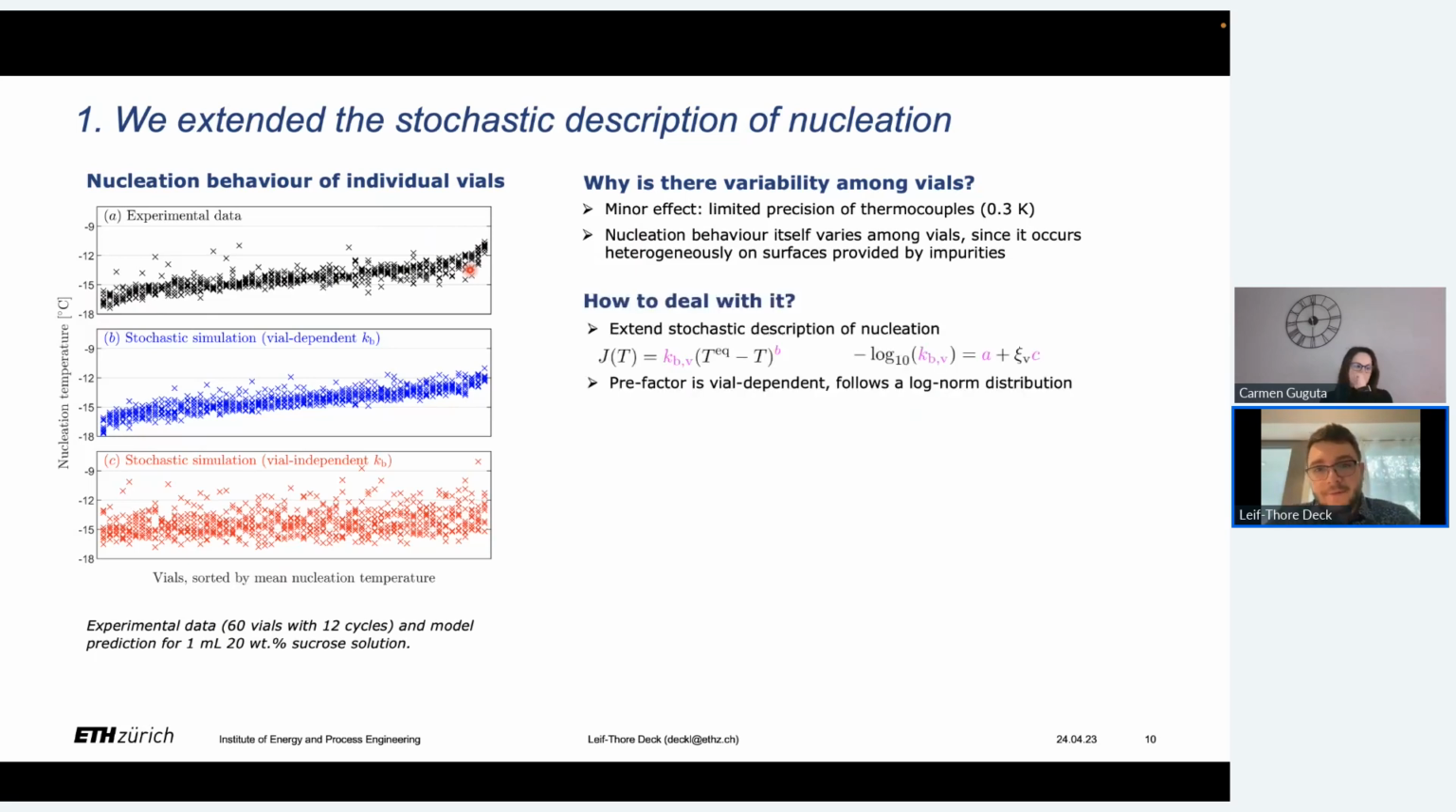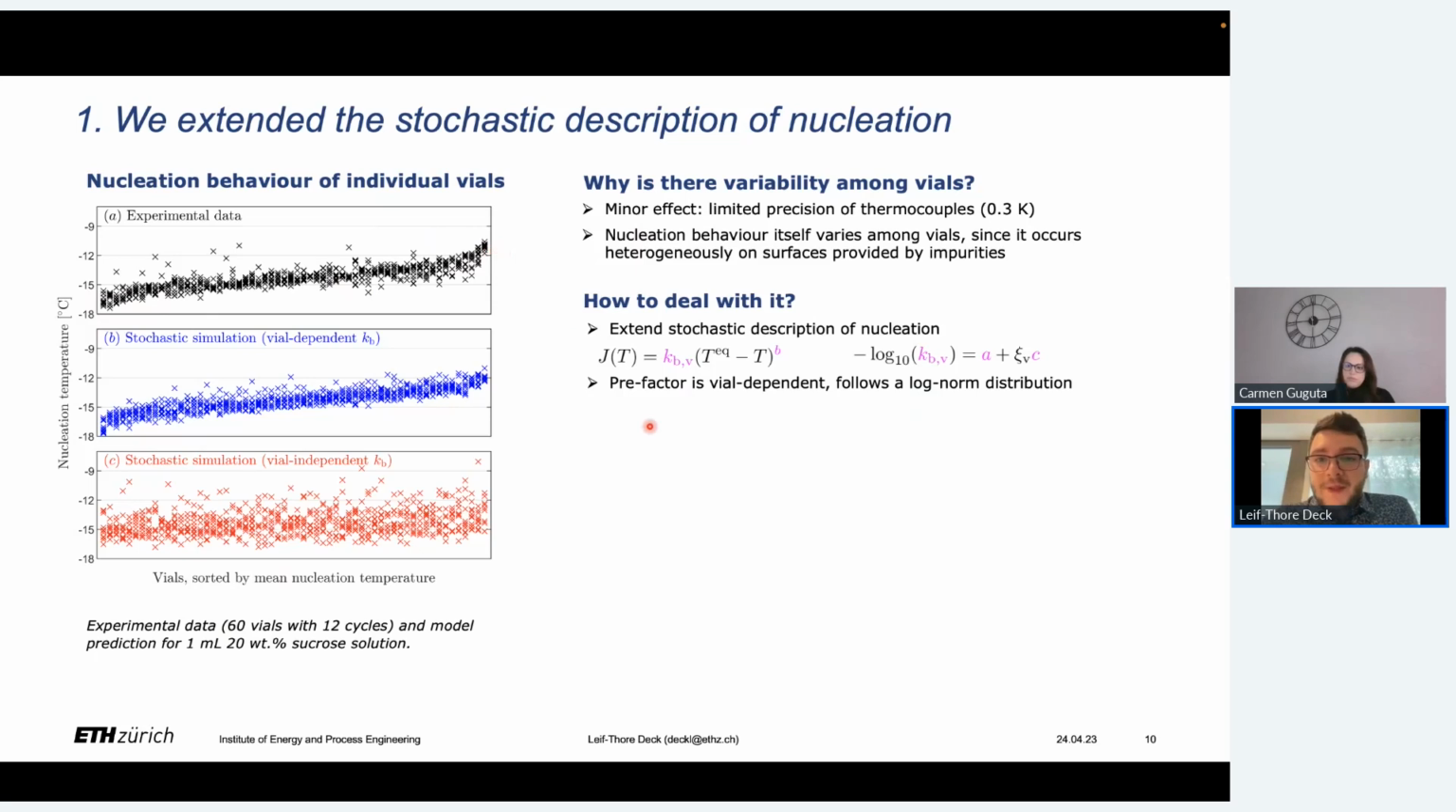So how do we deal with this? In a way, we have to extend the stochastic description of nucleation, but we will not replace the Poisson process, we will add something to it, because we know that in each vial, where we now have a specific set of heterogeneous nucleation sites, we are still stochastic. And we also see that the spread of nucleation temperatures in the individual vials is more or less similar for all of them. So we will keep the Poisson, but we will add something.